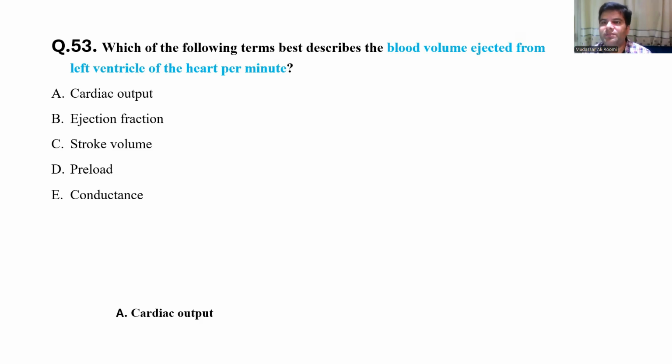Please mind it, the volume which is pumped out of each ventricle per beat is called stroke volume, and the volume which is pumped out of each ventricle per minute is called cardiac output. Formula for cardiac output is stroke volume into heart rate.